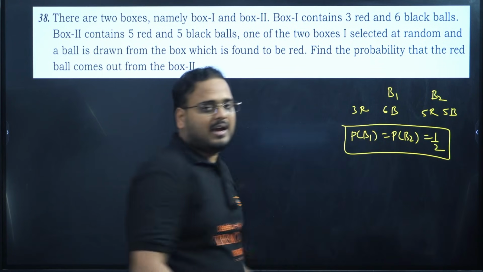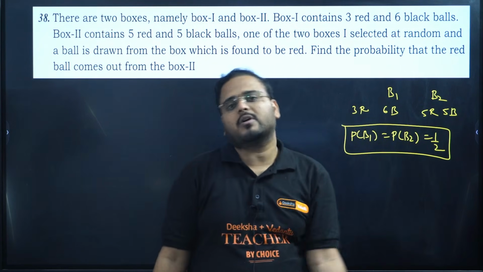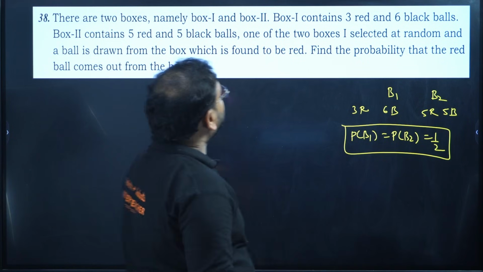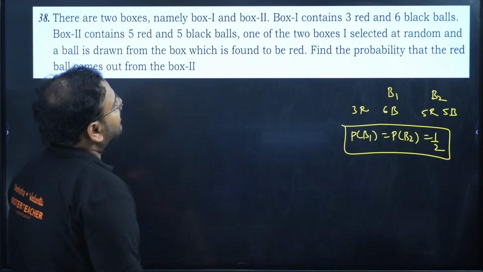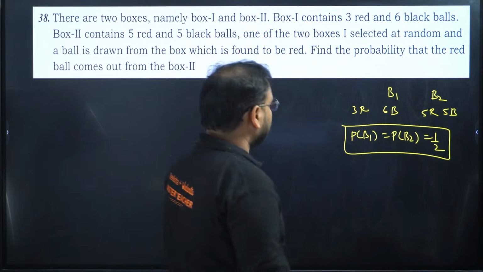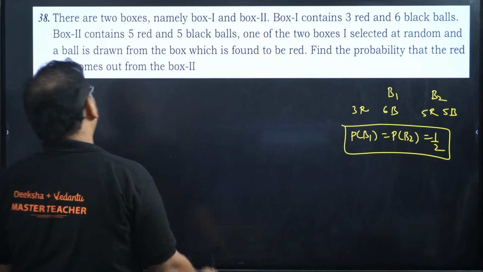Okay, I have two boxes here. The chance of me picking one box will be half. Now, what have they chosen? Once a box is picked, selected at random, a ball is drawn from the box which is found to be red. Find the probability that the red ball comes out of box 2.